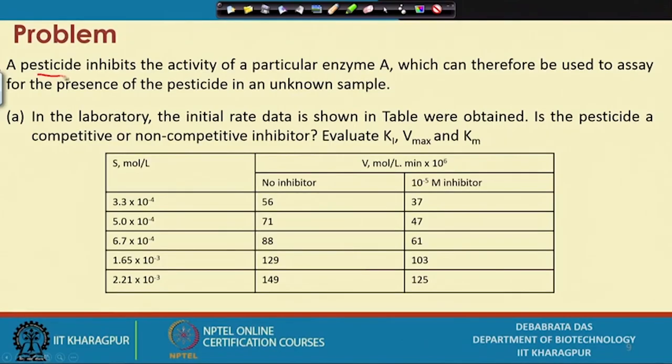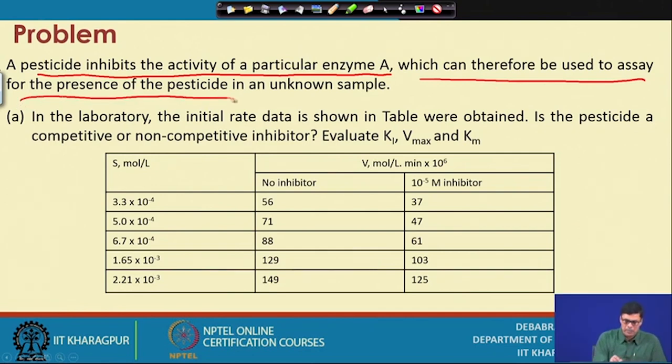it is possible to determine the concentration of pesticide. This particular problem deals with how one pesticide inhibits some kind of enzyme, let us assume A, and how this inhibition helps you find out the pesticide concentration in your sample. So, let us go to this problem. Here the problem is given: a pesticide inhibits the activity of a particular enzyme A, which can therefore be used to assay for the presence of the pesticide in an unknown sample. I also told you that inhibition has a greater role to play in the medicinal sector.